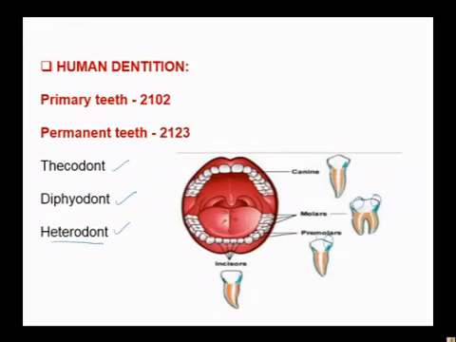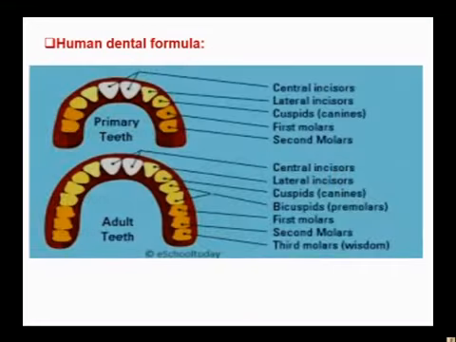We find that the primary teeth has a dental formula 2102. The milk teeth does not possess the premolars. Permanent teeth dental formula is 2123, bar 2123, half the set in the upper jaw and half the set in the lower jaw. We have on this slide a primary teeth diagram as well as the adult teeth diagram.